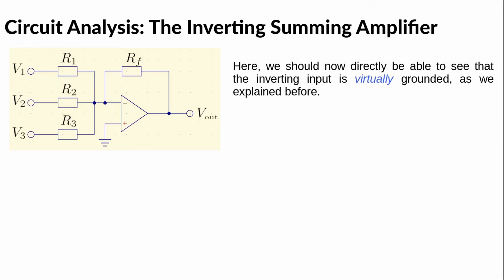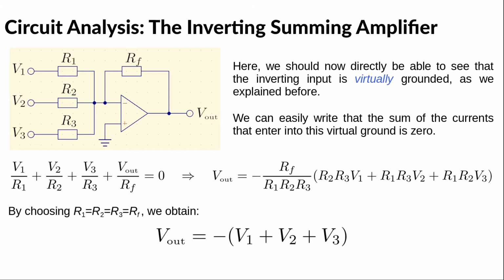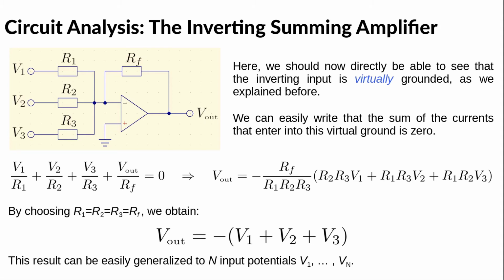The inverting summing amplifier is slightly simpler because it requires one resistor less. We start the analysis by noticing that the inverting input is virtually grounded. This makes it easy to write that the sum of the currents that enter into this virtual ground is 0. We obtain an expression that we can solve for Vout, leading to the general solution of the circuit. We can now make a suitable choice for the resistors in order to obtain what we want. We just choose all of them to be equal. As before, this result can easily be generalized to any number of inputs.